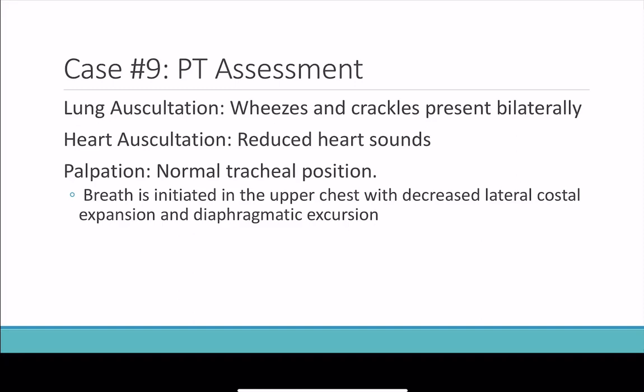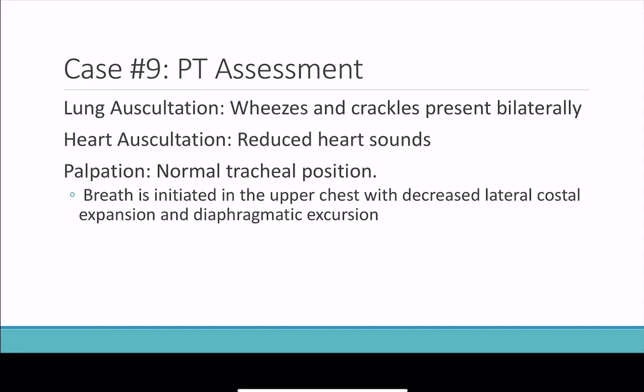You take out your stethoscope and you listen to his lungs, and you hear wheezes and crackles bilaterally. Wheezes would suggest a reduced diameter of the airway, whereas crackles can either be collapsed alveoli reopening on inhalation or fluid in the lung that's moving around.